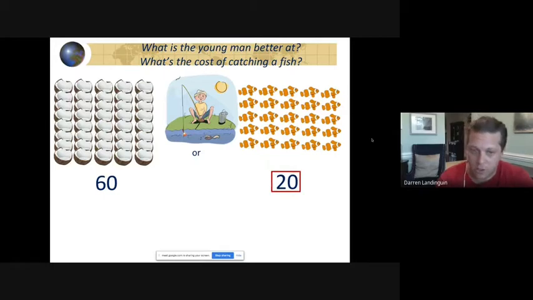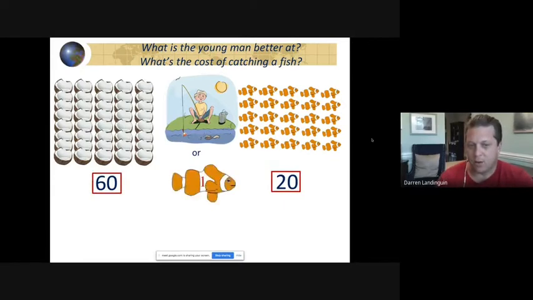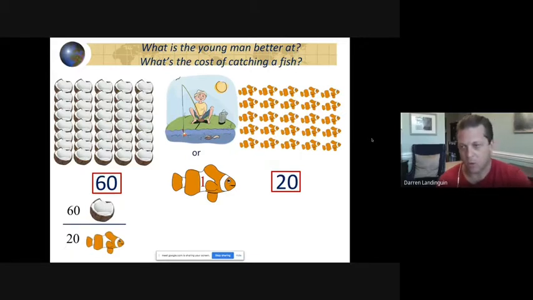So the cost in total, based on the numbers for this young man, the opportunity cost, is the 20 fish, right? If he collects those 60 coconuts, it's going to cost him 20 fish. If we were to break this down and ask how much this costs per unit, well, we could do that through a little division. Okay, so I'm going to say, all right, look, I've got 60 coconuts or 20 fish.